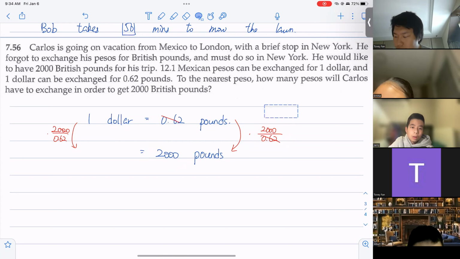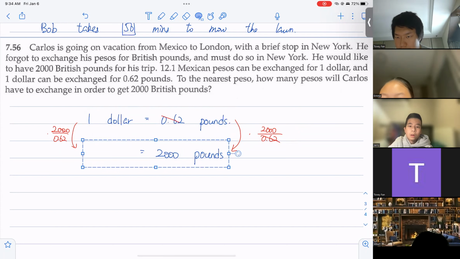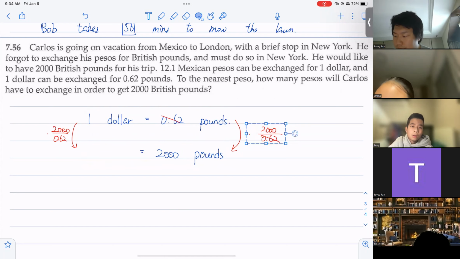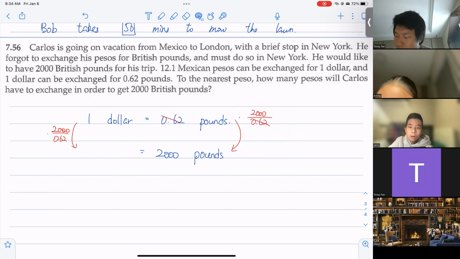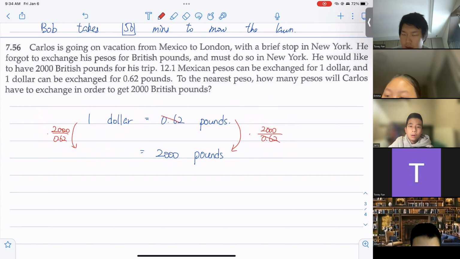Okay, which means that on the right-hand side, so this is from an equation to another equation, right? From equation to equation, you can times by a number. So you can imagine that on the right-hand side, if you times by 2000 over 0.62, then they will cancel. You will get 2000 pounds. Then on the left-hand side, you're also gonna times by the same number. Okay, or you can always use the conversion factor, right, Jerry?